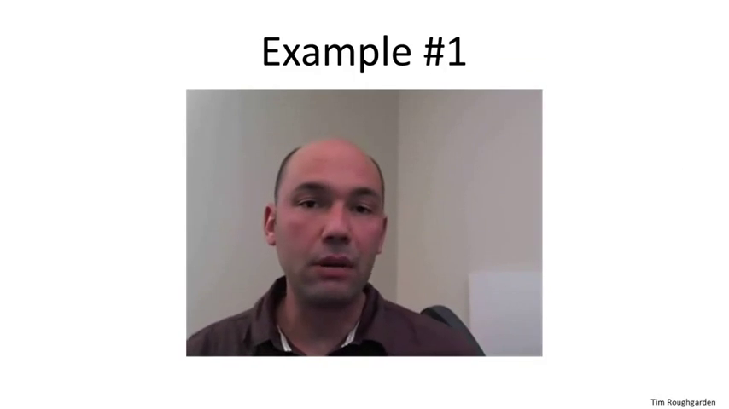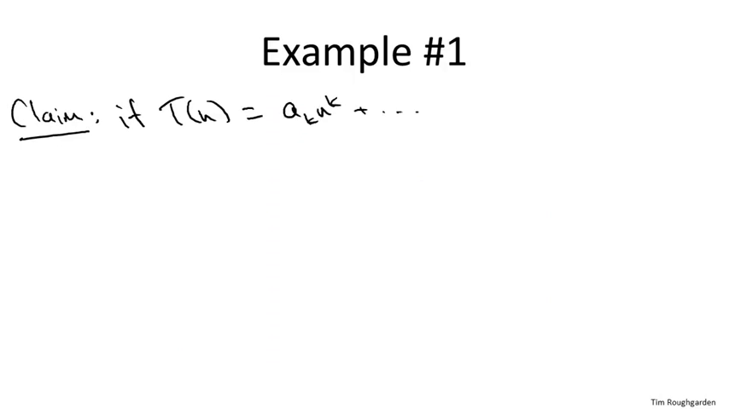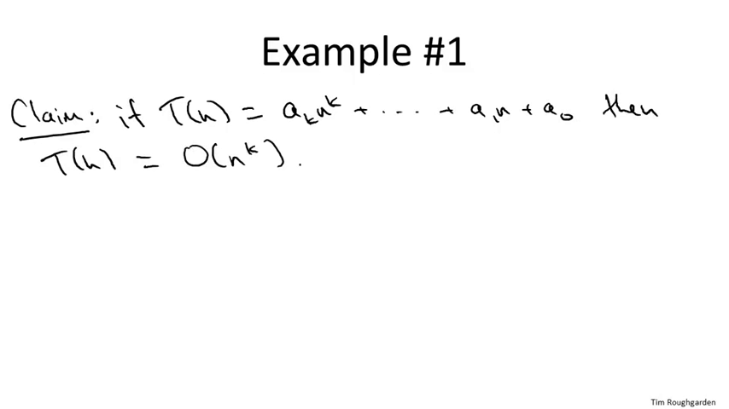So the first example is going to be to prove, formally, the following claim. The claim states that if T(n) is some polynomial of degree k, namely a_k n^k plus all the way up to a_1 n plus a_0, for any positive integer k and any coefficients a_i, positive or negative, then T(n) is big O of n^k. So this claim is a mathematical statement. It's something we'll be able to prove.